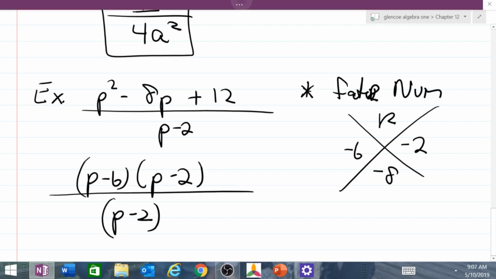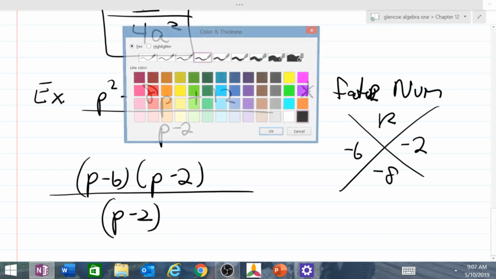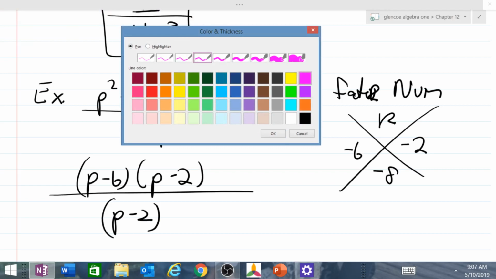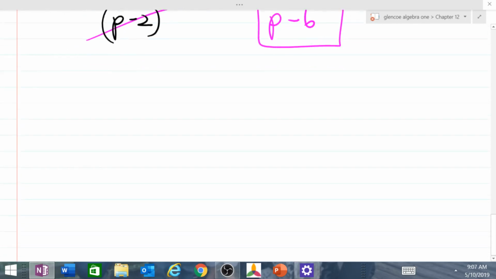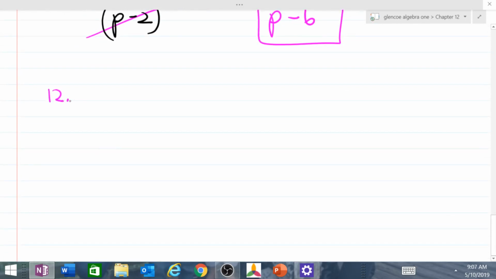Remember, I told you guys when you have a binomial to put them in parentheses because that's going to help you remember that that binomial can only cancel if there's an identical twin in the numerator or denominator. The p minus 2's cancel, and your answer is p minus 6. 12.3. Multiplying rational expressions.